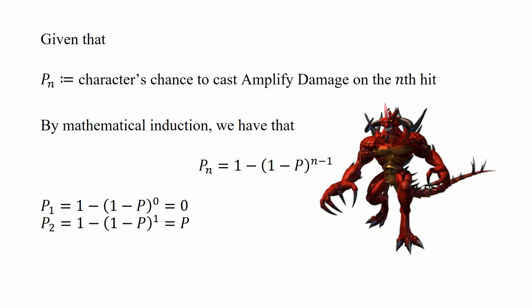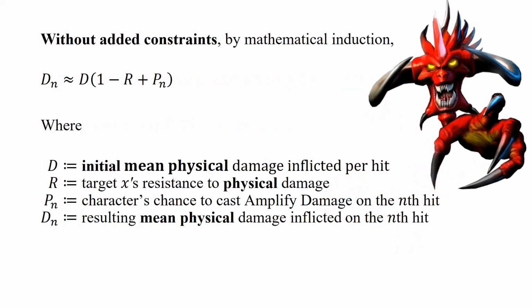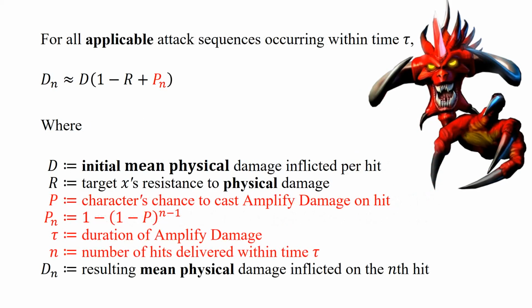All right, so keeping this in mind, we can now make a revision to the previous equation pertaining to the mean physical damage inflicted on the nth hit. So let's do that. This is what we had previously, and now let's make the change. For any applicable attack sequences occurring within time tau, we're going to define P to be a character's chance to cast Amplify Damage on hit. We're going to let P be constant. We're going to say that P sub n will now vary in accordance with the following equation. It will be proportional to 1 minus P to the n minus 1th power. We're just going to note tau here as the duration of Amplify Damage, just to make sure that's clear. And n, of course, is then defined as the number of hits delivered within time tau. And it should be understood that all this is occurring within the aforementioned constraints, previously discussed.